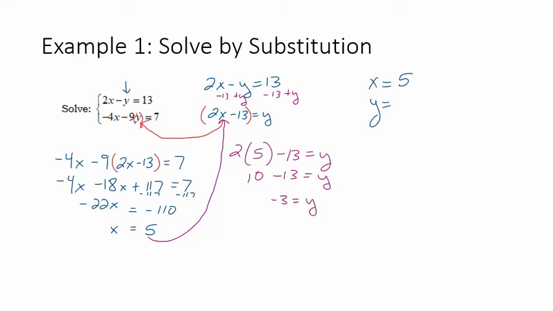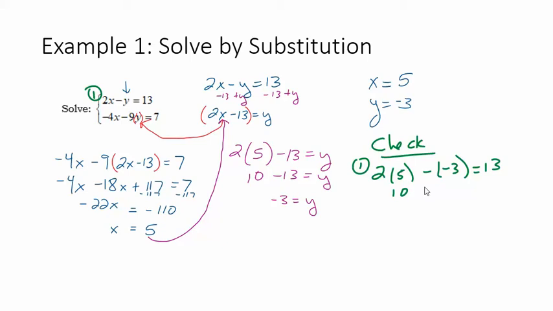Okay, so let's check these answers real quick. You can always check your answers by plugging in 5 and negative 3 into each equation. So the first equation, 2 times x, which is 5, minus y, which is negative 3. Does that equal 13? 10 plus 3 is 13. That looks good.